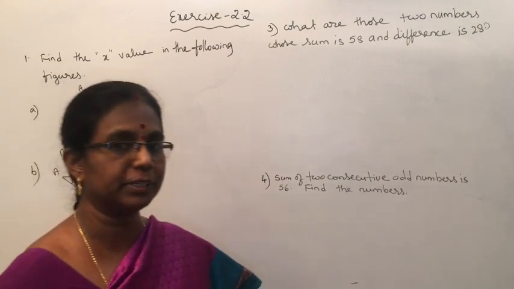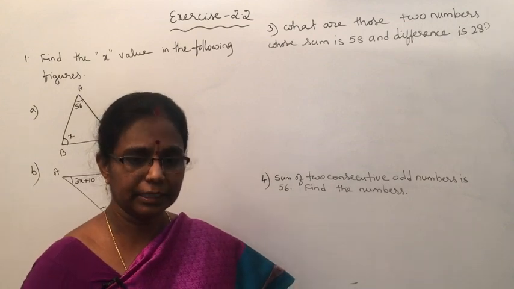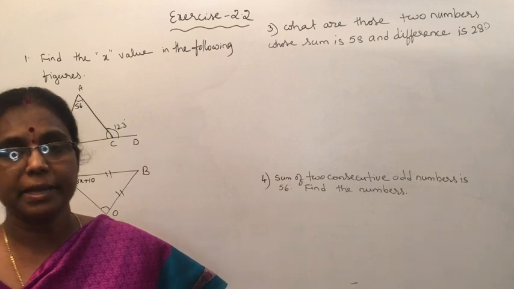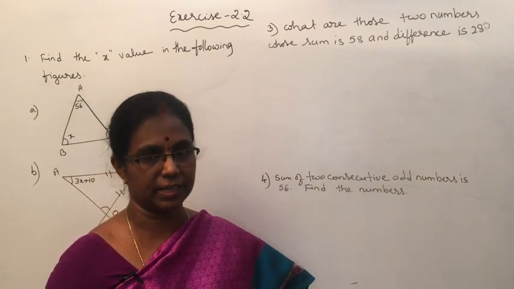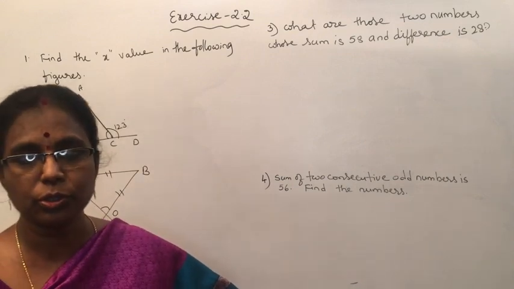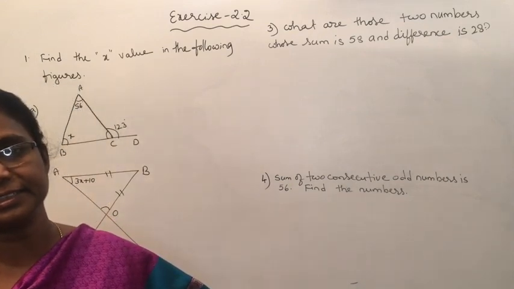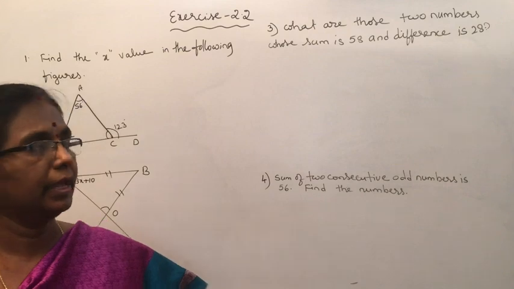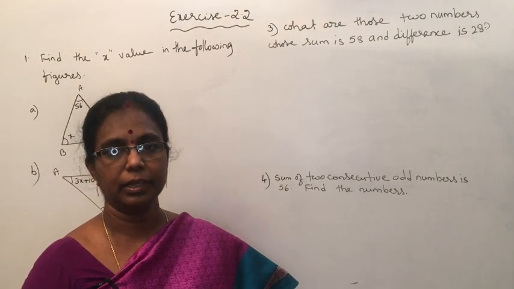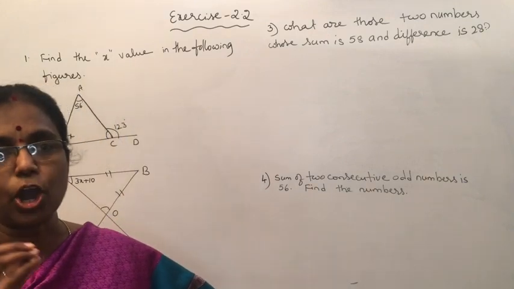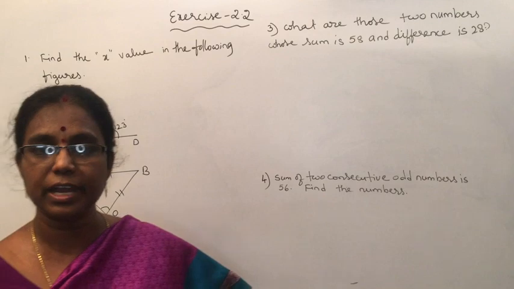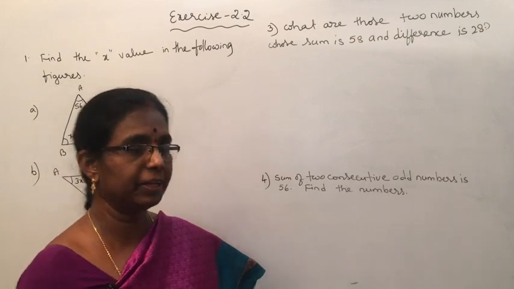What are the properties of a triangle? First, the measure of the three angles in a triangle is 180. Exterior angle is equal to the sum of the two opposite interior angles. Next, if the triangle is an isosceles triangle, then the angles opposite the equal sides are equal. These three main points we have to recall from previous knowledge.